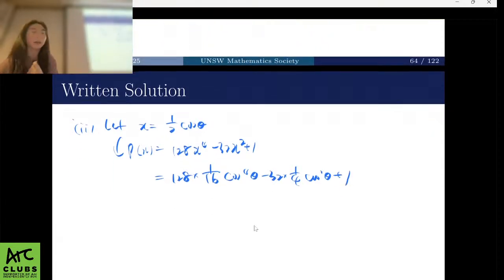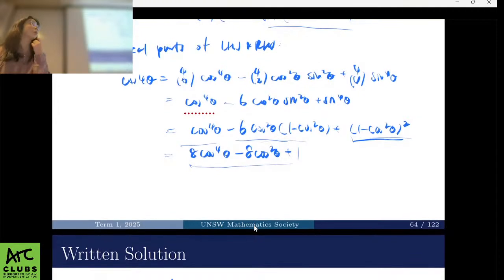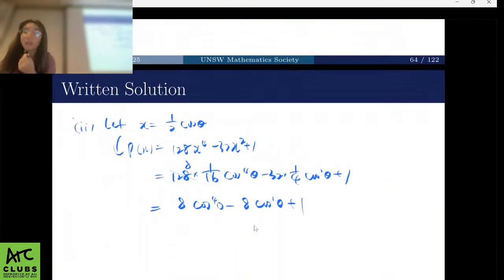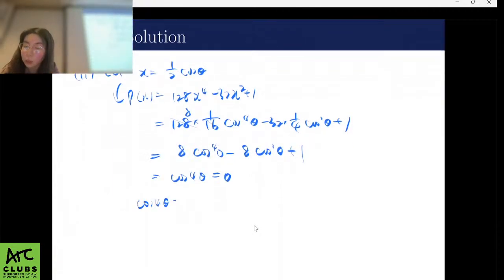So if we simplify that a little bit further, this is actually equal to 8 cos⁴θ minus 8 cos²θ plus 1, which is actually just our expression for cos 4θ. So we can simplify P(x) into cos 4θ. So we know that if we want to find the roots of P(x) equals 0, we're really just finding x is equal to a half cos θ, where θ is a root to cos 4θ equals 0, right?